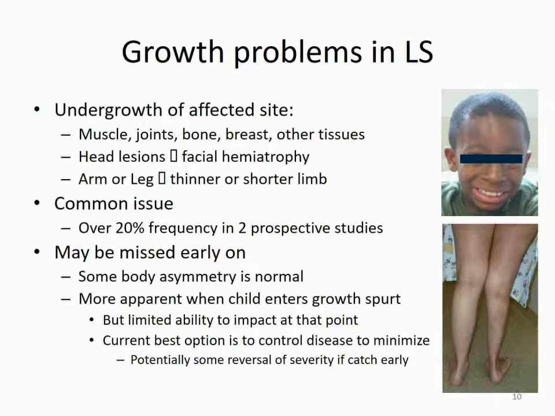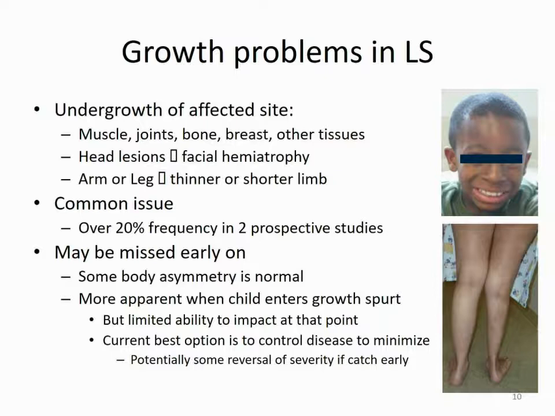So the boy on top has Parry-Romberg and a cul-de-sac. So the right side of his face is smaller than the left, leading to some distortion. And in the child on the bottom, her right leg is also shorter and thinner than the left. And this is really a common issue. In our two prospective studies of 90 and 50 juvenile localized scleroderma patients, we found the frequency over 20%. It's unfortunately difficult to identify this often, and it's difficult to quantify.